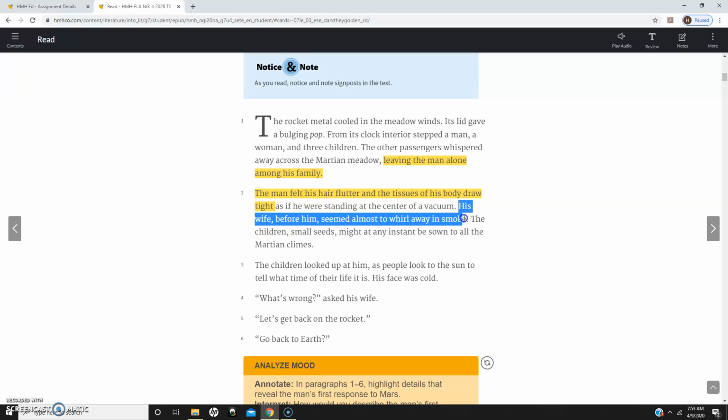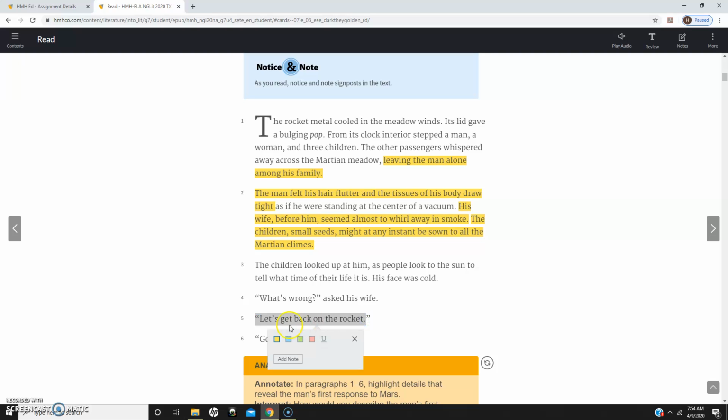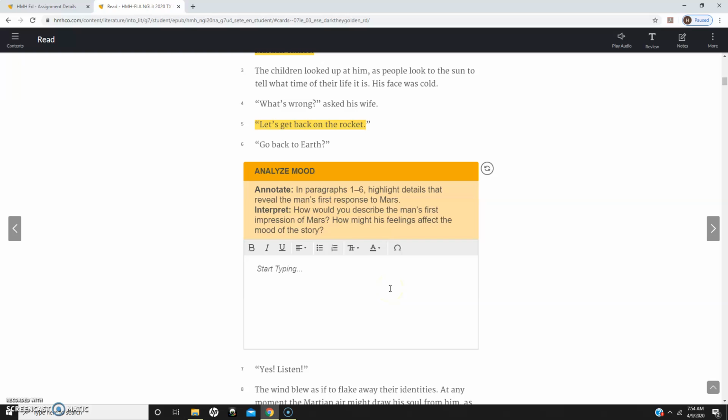His wife seemed almost a whirl away in smoke, and also his children, what's mentioned about his children. His response to the question from his wife: "Let's get back on the rocket." That right there creates that big mood. So basically, I'm going back to my question. How would you describe the man's first impression of Mars? How might his feelings affect the mood of the story?